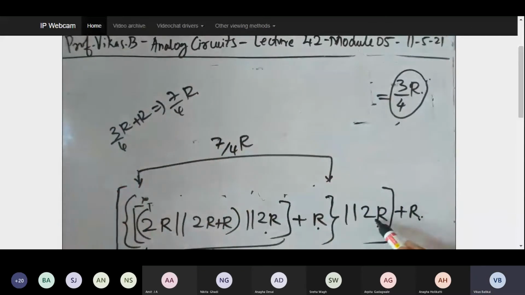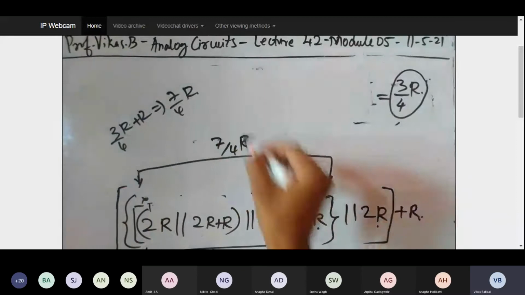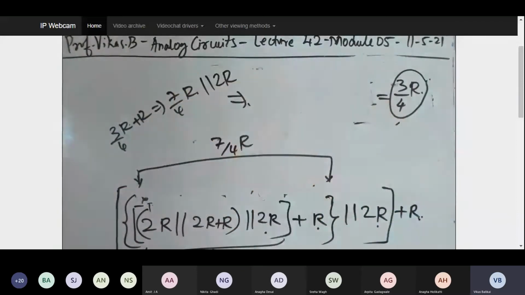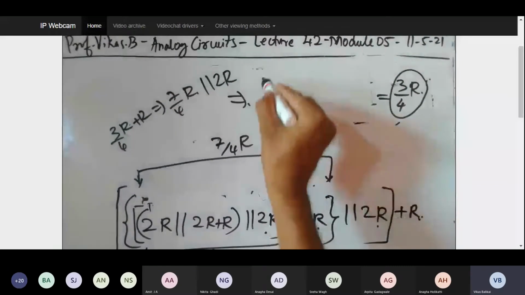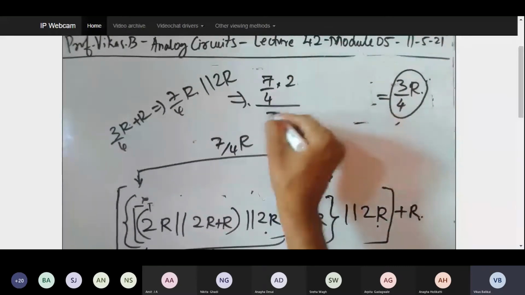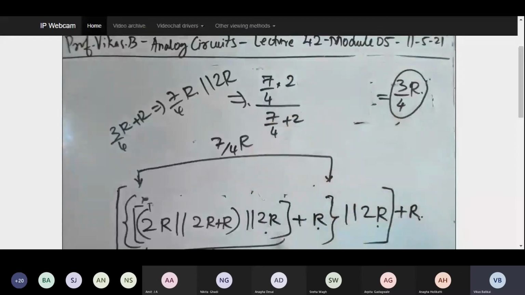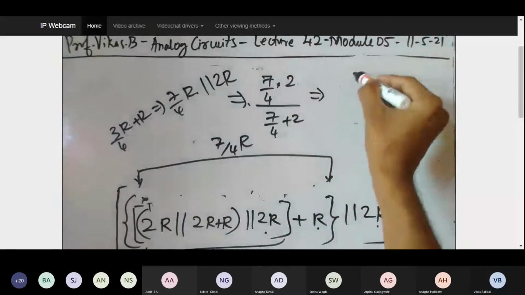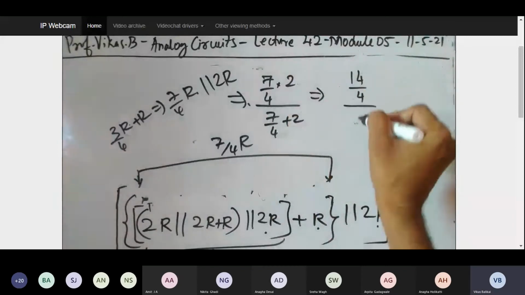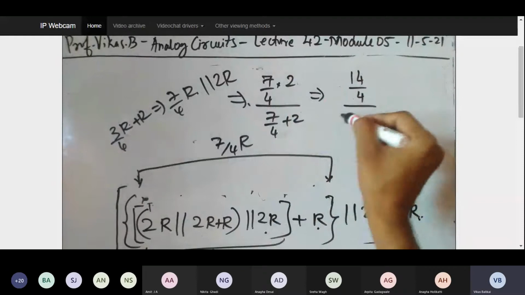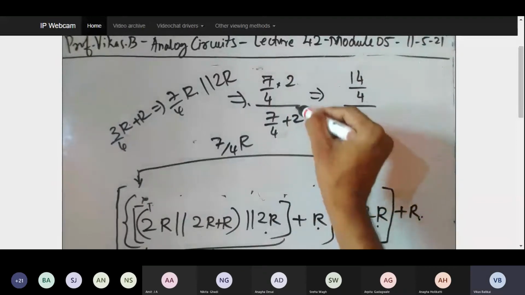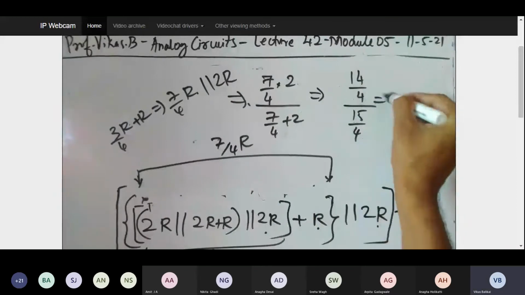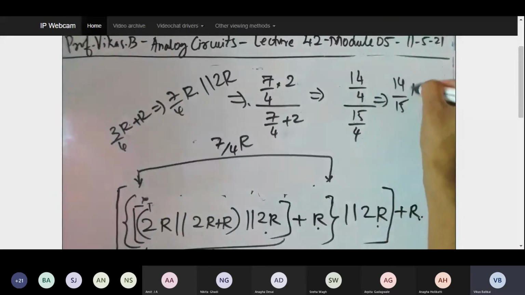Now that in turn is parallel with 2R. Which means 7 by 4 R parallel with 2R. Let's apply again R1, R2 divided by R1 plus R2. So 7 by 4 into 2 divided by 7 by 4 plus 2. If I calculate this, that will be 14 by 4 divided by, 4 to the 8, 8 plus 7, 15 by 4. So that will give me 14 by 15 R.